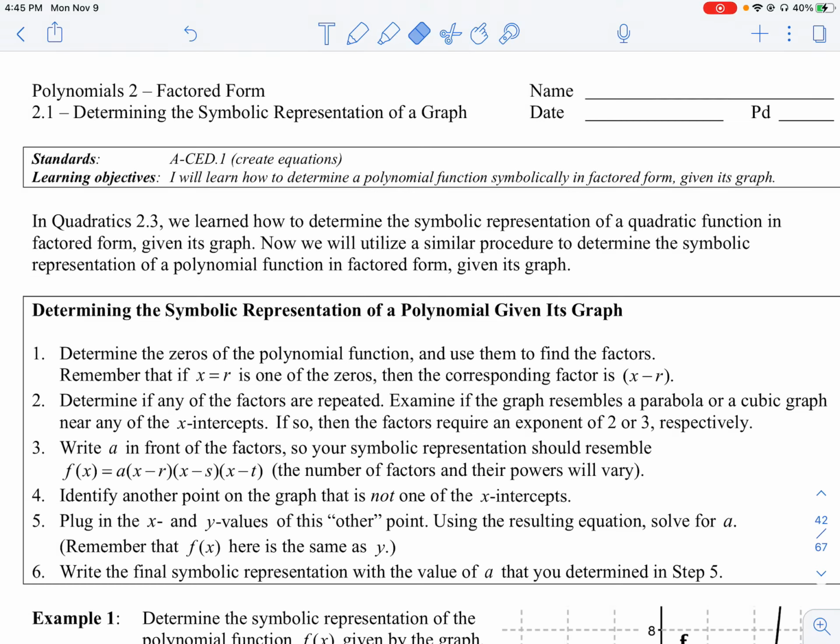Welcome to another lesson of Algebra 2. Today we're going to be learning how to determine the symbolic representation of a graph. We already did this one in quadratics, but this time we are doing it with polynomial functions. The step-by-step solution is the same, determining the symbolic representation of a polynomial given its graph. There are some twists to it though.